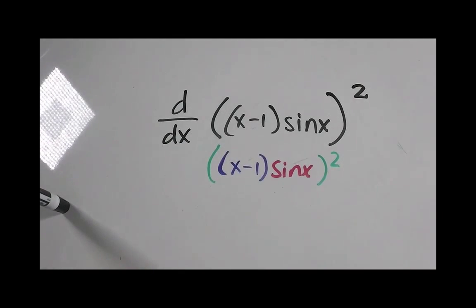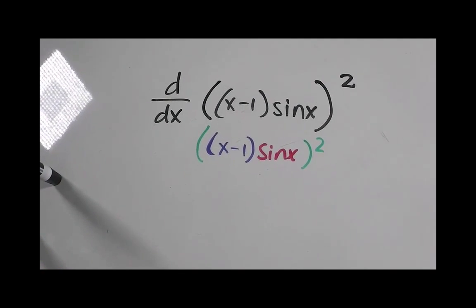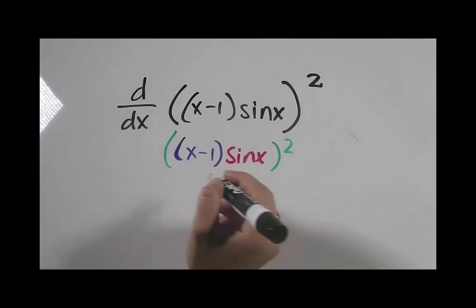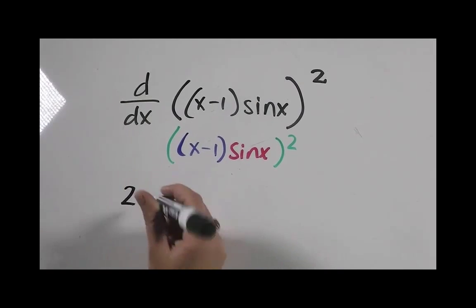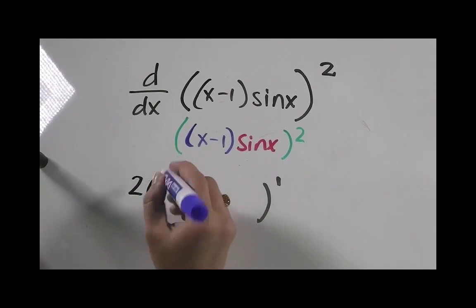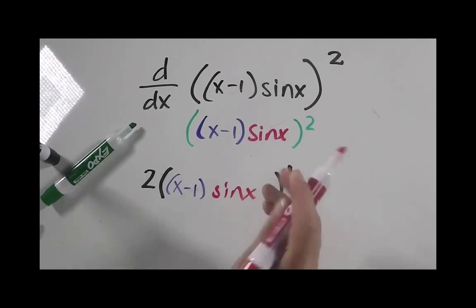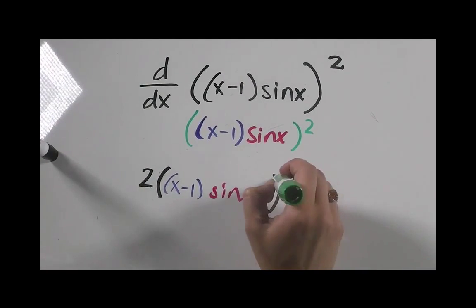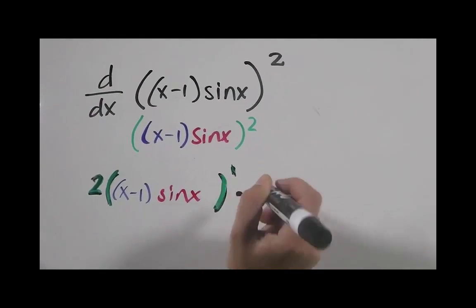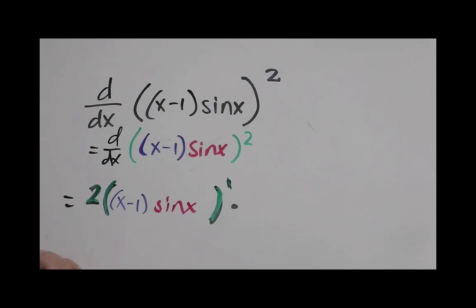All right. So, how are we going to differentiate this, you may ask yourself? Well, going from outermost to innermost, let's start with the chain rule. That's going to be taking the derivative of the outside function with respect to whatever is inside the function. So x minus 1 times sine x. Then, let's make this green so you see where it's coming from, multiply that by the derivative of the inside.